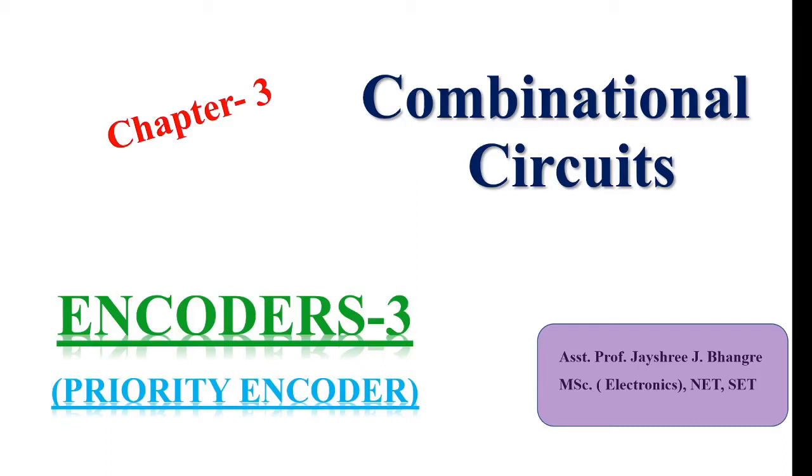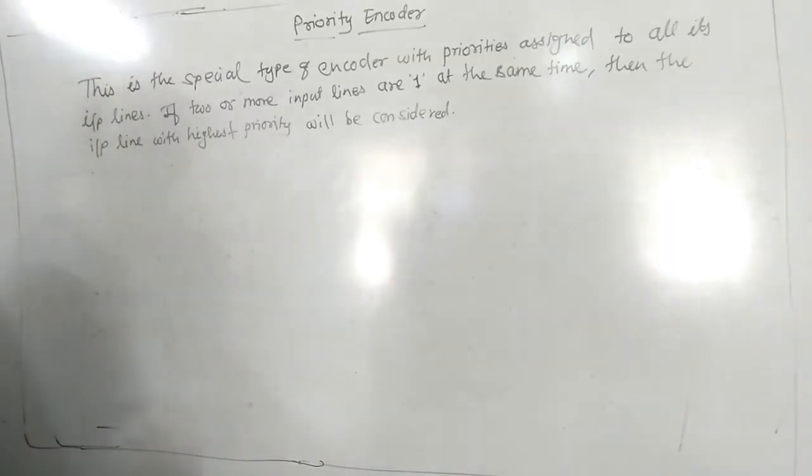Hello everyone, this is the third part of Encoder, and in this video we are going to learn how priority encoders can be designed. Priority encoder is another type of encoder. So what is a priority encoder? It is a special type of encoder with priorities assigned to all its input lines.